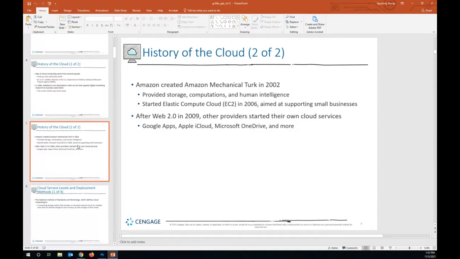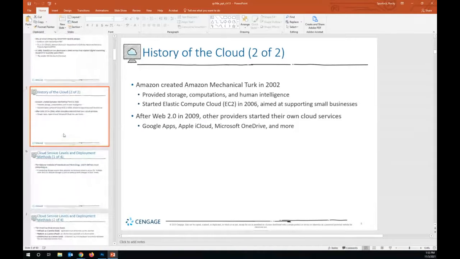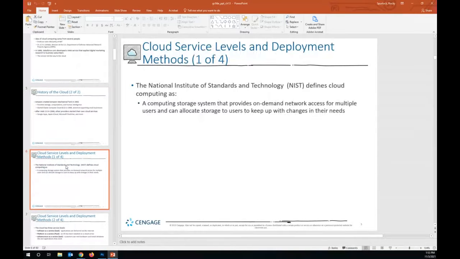Now there were other service providers that started their own cloud services as well, such as Amazon, Google, Apple, and Microsoft OneDrive. Those are other ones that came around after Web 2.0. All right, NIST defines cloud computing as a computing storage system that provides on-demand network access for multiple users and can allocate storage to users and keep up with changes in their needs.